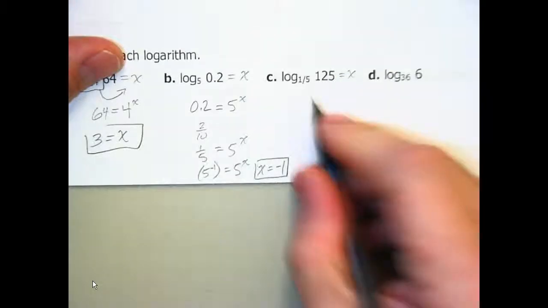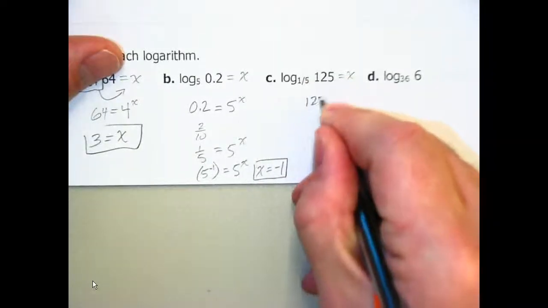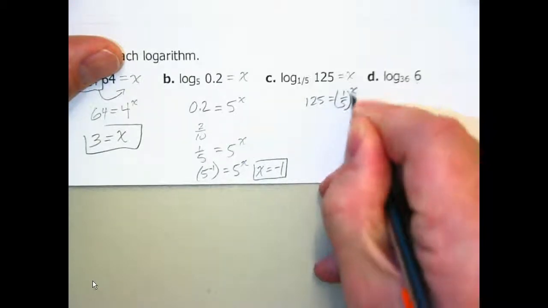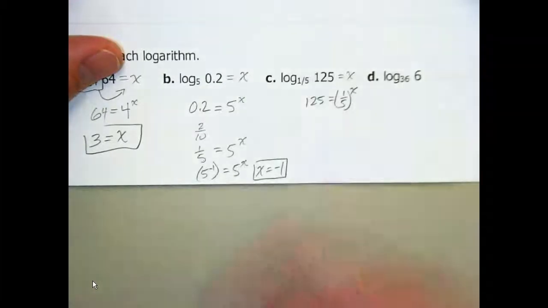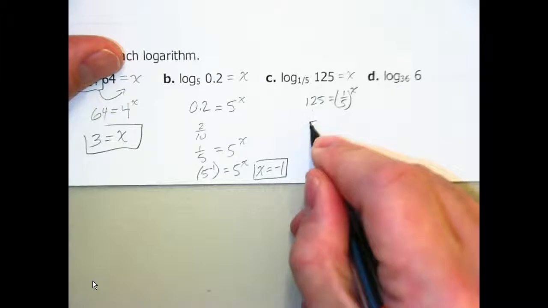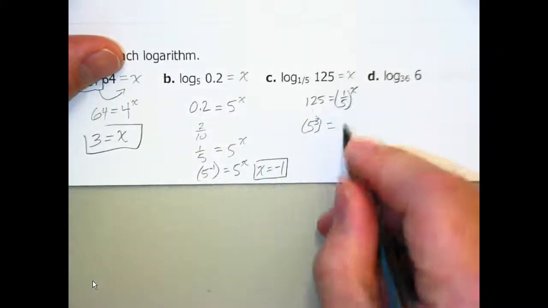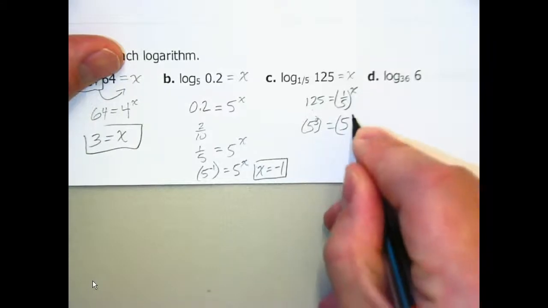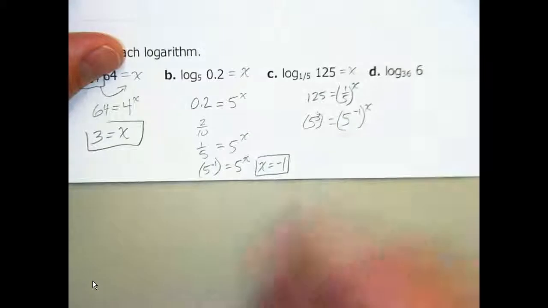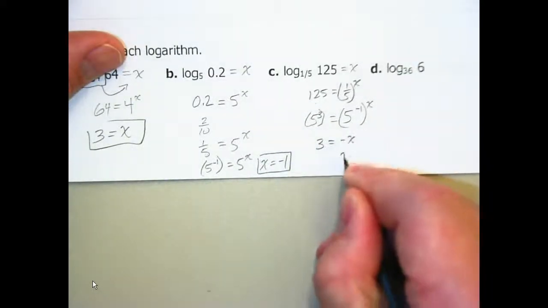This one, bring it over. We get 125 equals 1/5 to the power of x. This is base 5. 5 to what power? 5 to the third. So what's x equal? Well, 3 equals negative x, so x equals negative 3.